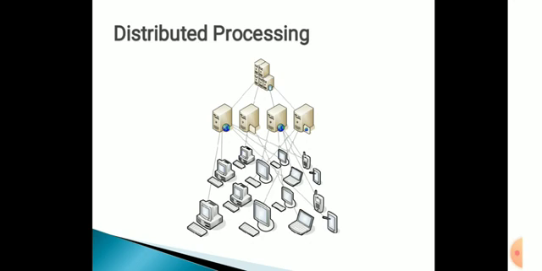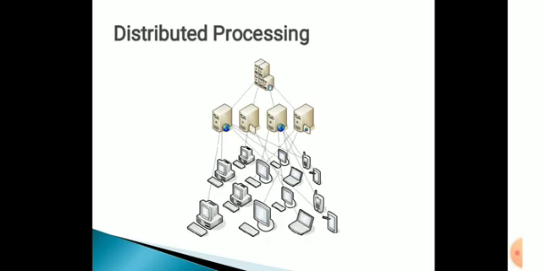A common example is if you are using a Gmail account and sending a mail. Gmail doesn't have one server; there are multiple servers, but they all work collectively together to provide services to the user, and this is called distributed processing.